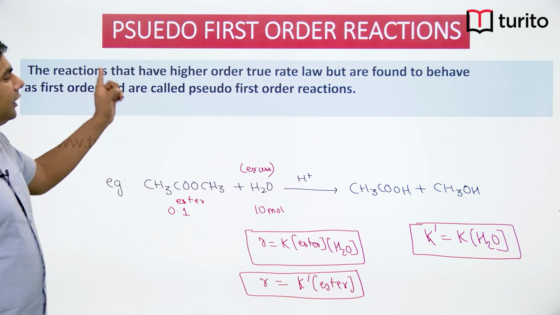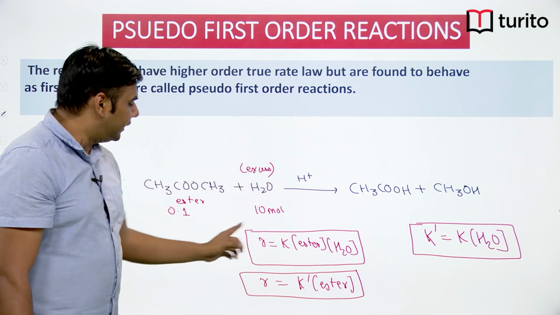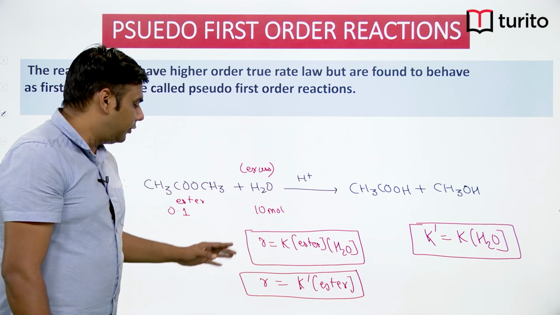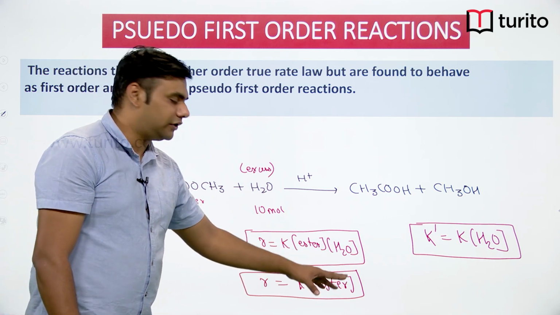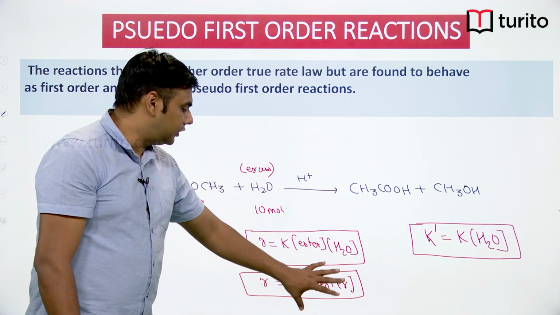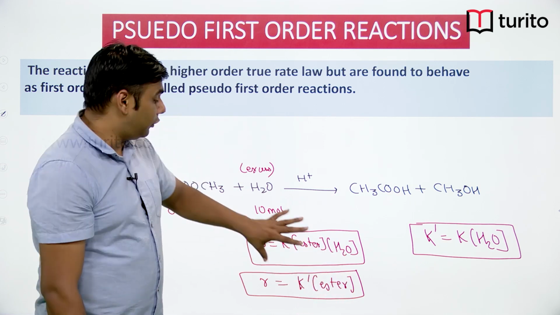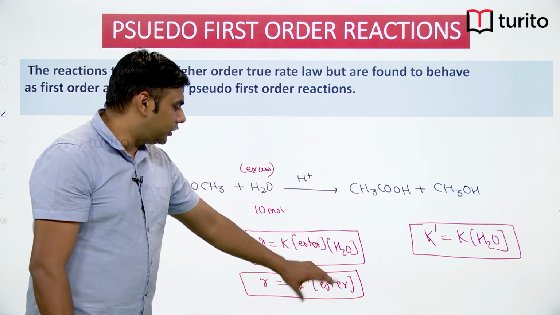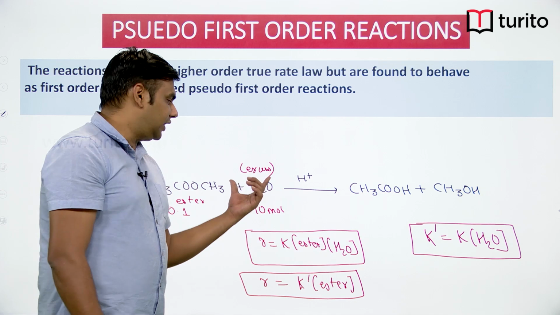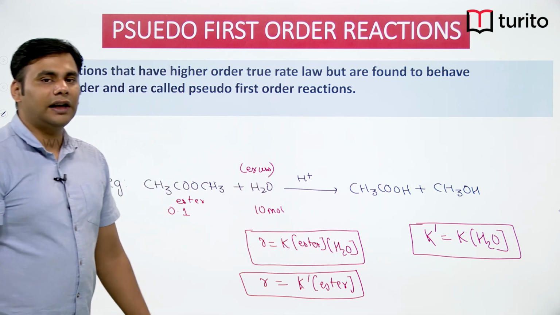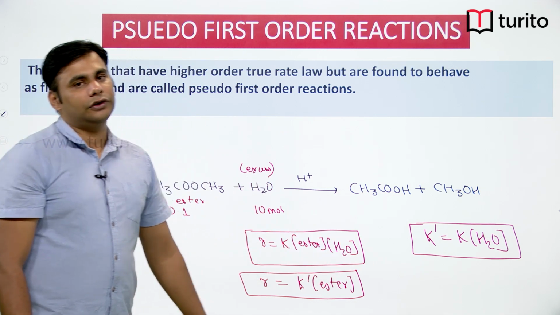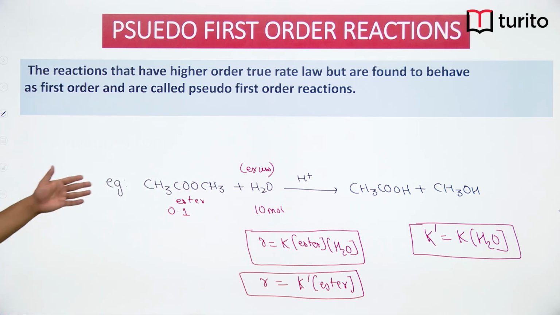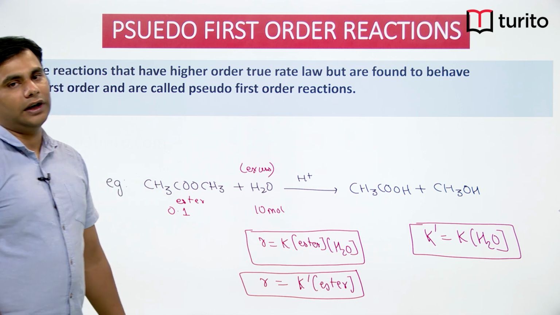These reactions have a higher true order. The true rate equation was this, but we are writing it as K dash into concentration of ester because the other concentration is constant. So this is basically a first order reaction, but it was second order with respect to the true rate law. Because the concentration of one reactant is constant, as it is taken in excess, we treat it as a constant and write a first order equation. This is called a pseudo first order reaction. So the hydrolysis of ester is a pseudo first order reaction.